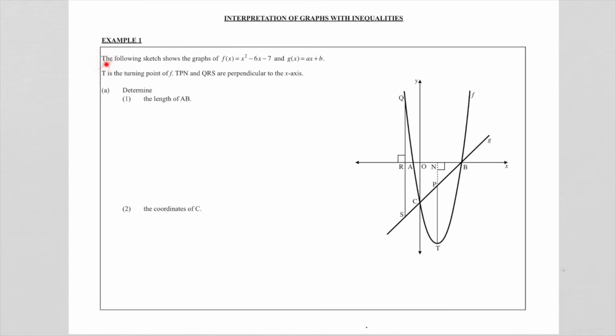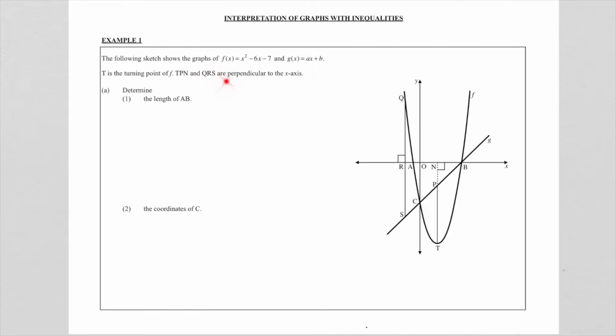Let's look at the first example. In this problem, they say that the following sketch shows the graph of f(x) equal to x squared minus 6x minus 7. That is the parabola that you will see here on the drawing, as well as a straight line graph, g(x) equal to ax plus b. As you can see, the equation is not given to us, and that is the straight line, and we're definitely going to find this equation later. They also told us that T is the turning point, so T represents the turning point of the parabola.